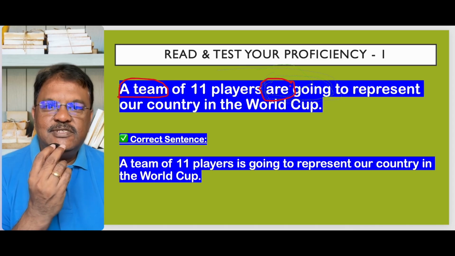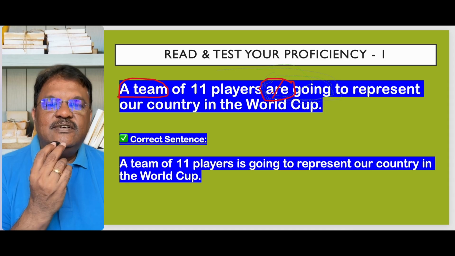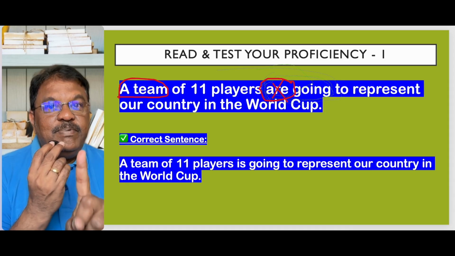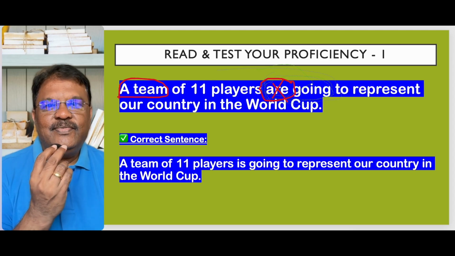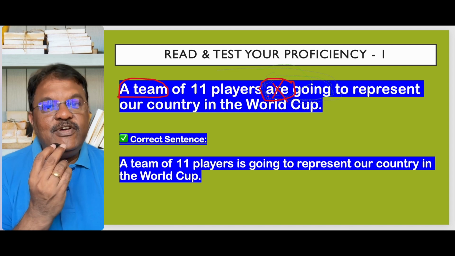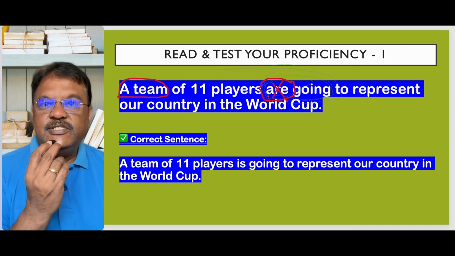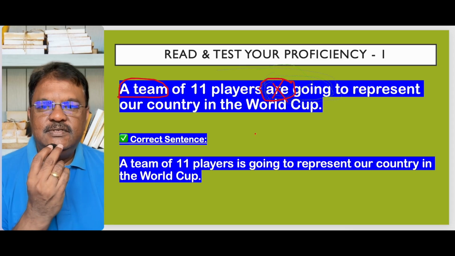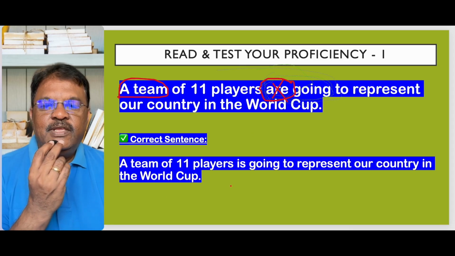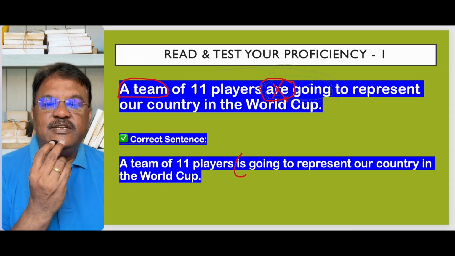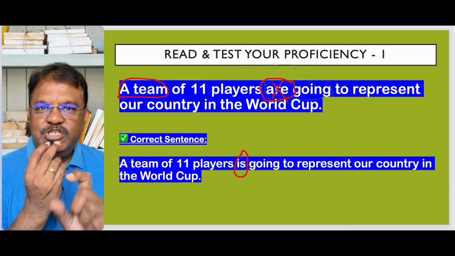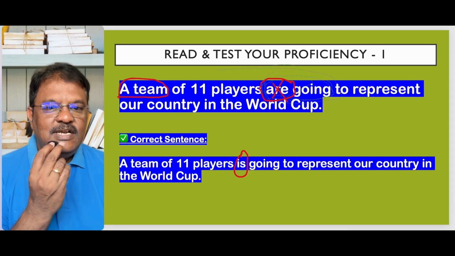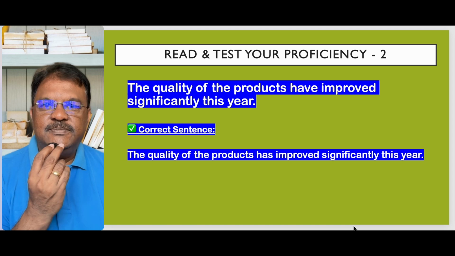So, my dear students, are is not right. It should be replaced by is. Got it? So, a team of 11 players is going to represent our country in the World Cup. Look at this right sentence. A team of 11 players is going to represent our country in the World Cup. Did you understand? Right. Now let's move to the next sentence.